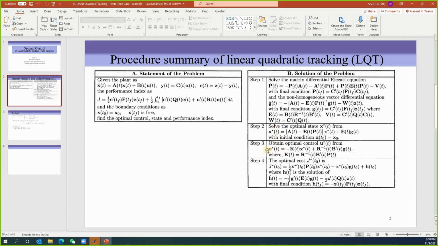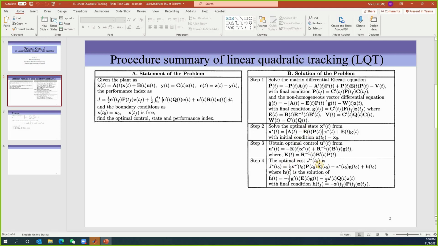The way to find x is to substitute this u function into the differential equation, which will give us this form. We solve this differential equation and we'll be able to find x. Then we plug x in there and find the optimal control u. So that's how we solve the problem.